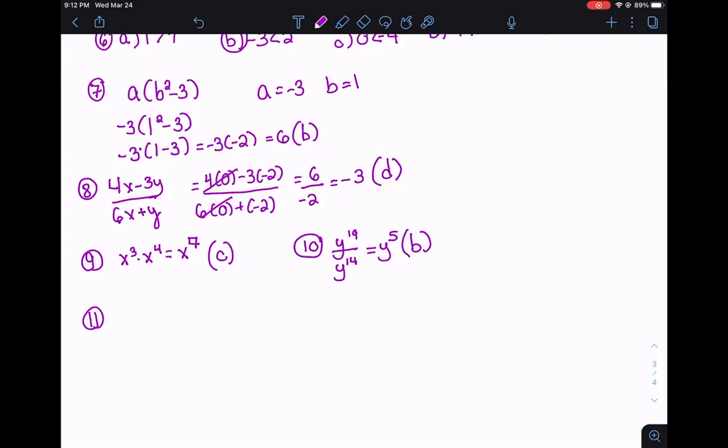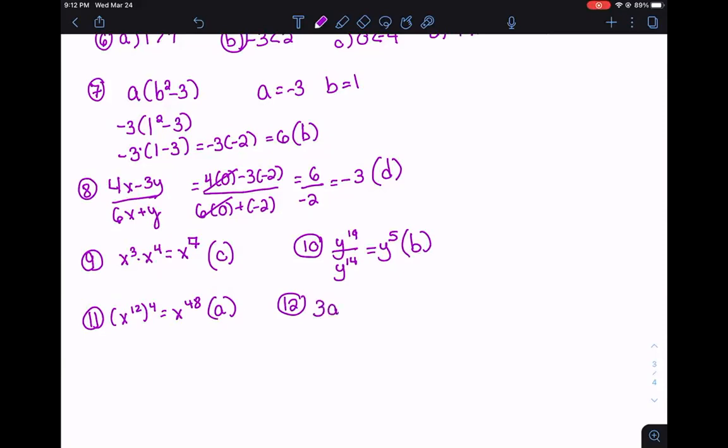Okay, number 11 through 15 coming up. So 11 is going to be x to the 12th raised to the 4. When we raise a power to a power, we multiply. We got 48 up in there, so that's going to be A. My screen is so blurry, so it's hard to see.